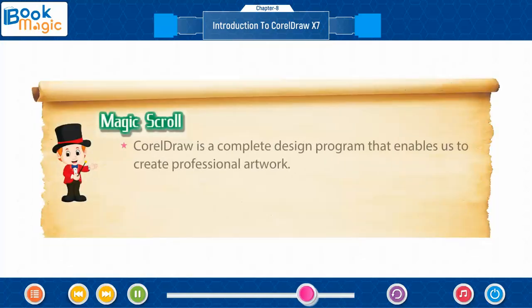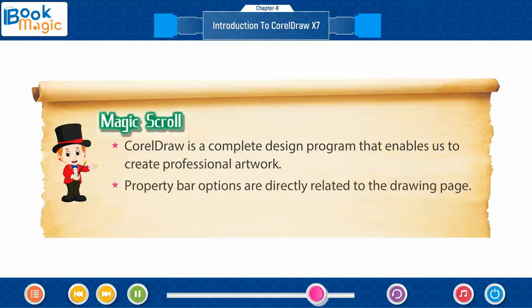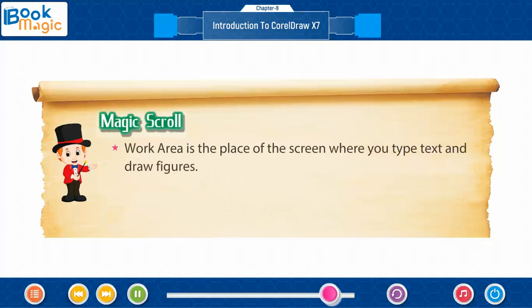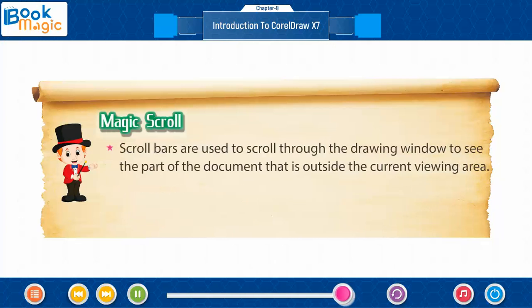Magic Scroll. CorelDRAW is a complete design program that enables us to create professional artwork. Property bar options are directly related to the active tool or object. The vertical ruler is located on the left-hand side of the CorelDRAW application window. Work area is the place of the screen where you type text and draw figures. Color palette is used for selecting and applying color to images. Scroll bars are used to scroll through the drawing window to see the part of the document that is outside the current viewing area.